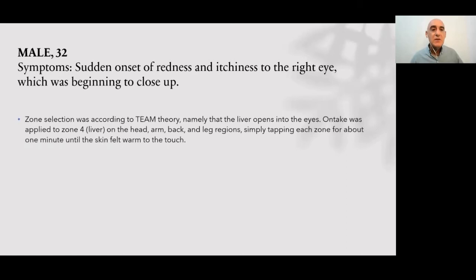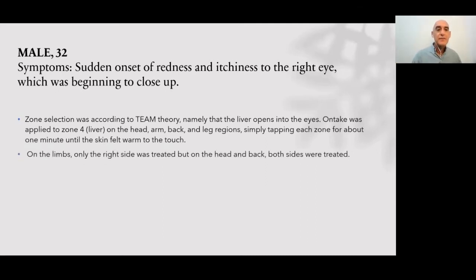So according to team theory, the liver opens into the eyes. So we did zone 4, which is the liver zone, on the head, the arm, the back, and the legs, simply tapping each zone for about 1 minute. And on the limbs, we just did the right side only. On the head and the back, we did both sides.